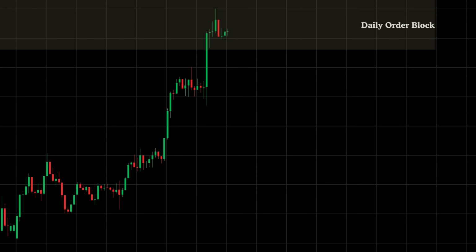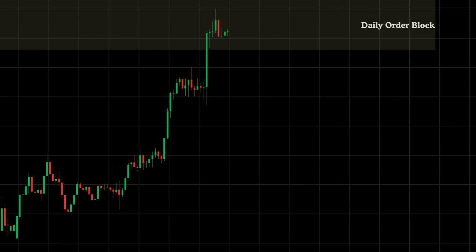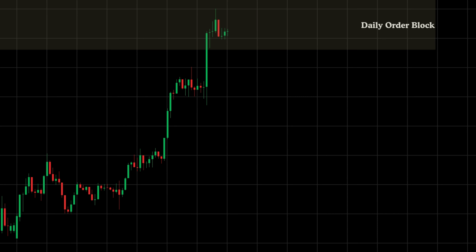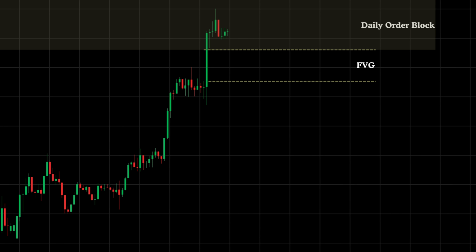On the 1-hour chart, things become more interesting. Unlike the higher time frame, the short-term direction here is bullish. The latest impulse move created an imbalance, signaling strong buying pressure.